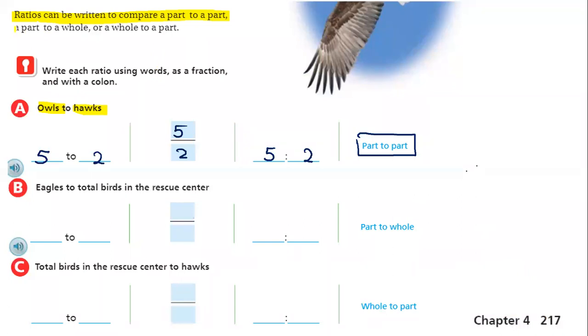The second thing in this sentence, a part to a whole. A part to a whole. Question B, he says, eagles to total birds. Eagles to total birds. So what is the number of eagles? Abdulaziz and Nusayr. Abdulaziz, do you hear me? Yes, Mister. What is the number of eagles in the question, Abdulaziz? Unlock the problem. What is the number of eagles? Do you remember? Do you see it in your book?